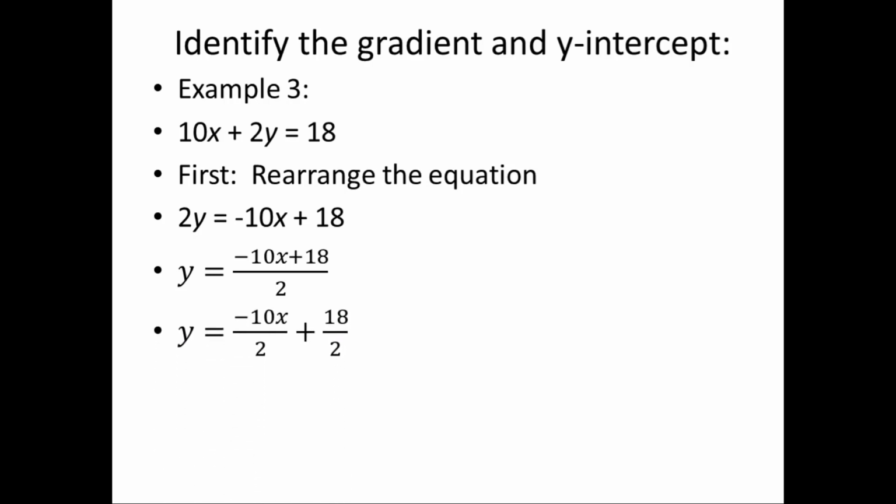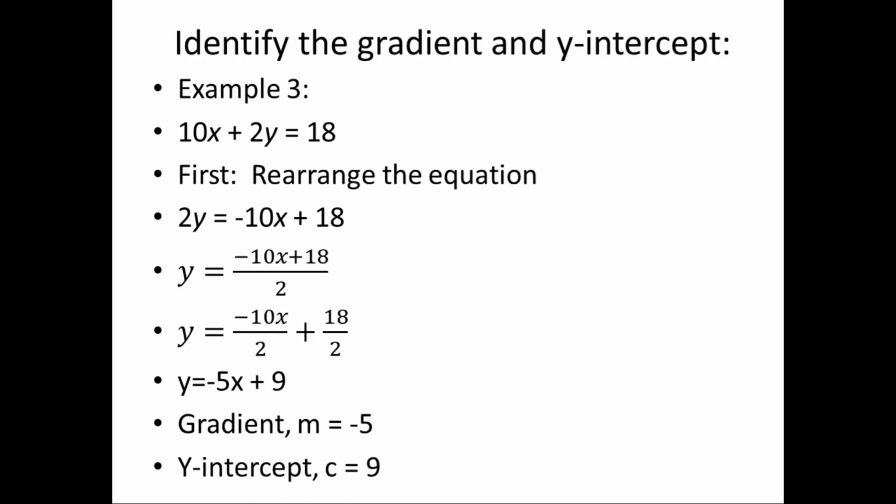Our next step would be in realizing that this is the same as y equal to negative 10x over 2 plus 18 over 2. Both terms, negative 10x and 18, are over that common denominator of 2. So now that we have separated them, we take the negative 10x and divide it by 2, as well as we take the 18 and divide it by 2. And that will give us y equal to negative 5x plus 9. So now that it is in the slope-intercept form, then we can identify the gradient as m equal negative 5 and the y-intercept as c equals positive 9 or 0, 9 written in coordinate form.